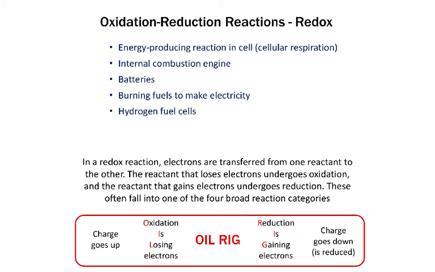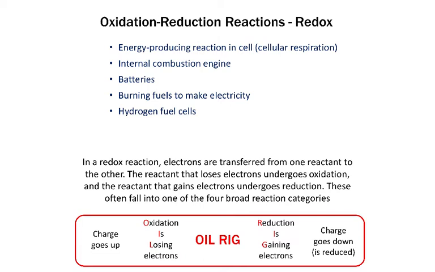Some of the reactions that we've already looked at actually are also redox, right? So if we went from magnesium metal to a magnesium ion, then that's a transfer of electrons. And there are some terms to know here. The reactant that loses electrons, we say it undergoes oxidation. The reactant that gains electrons undergoes reduction.